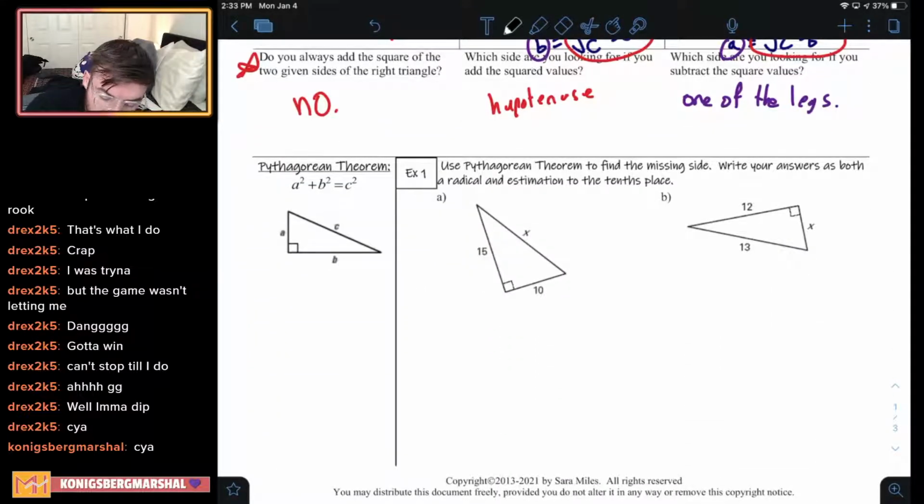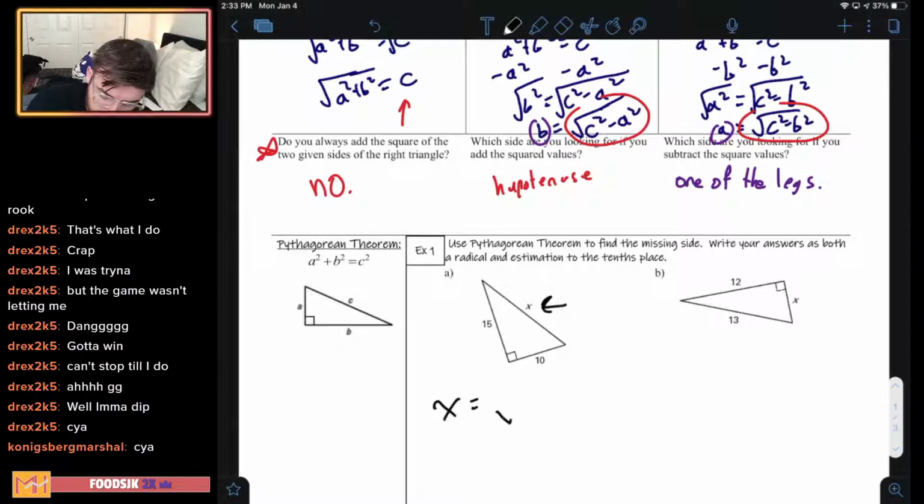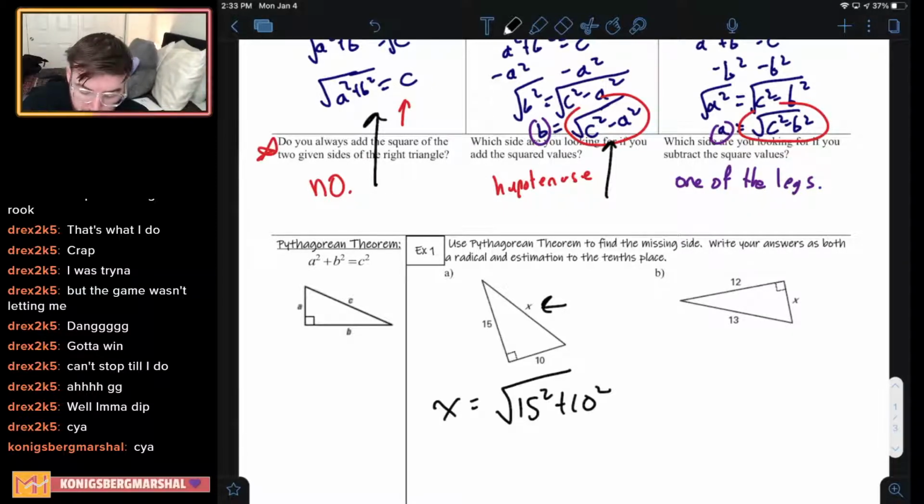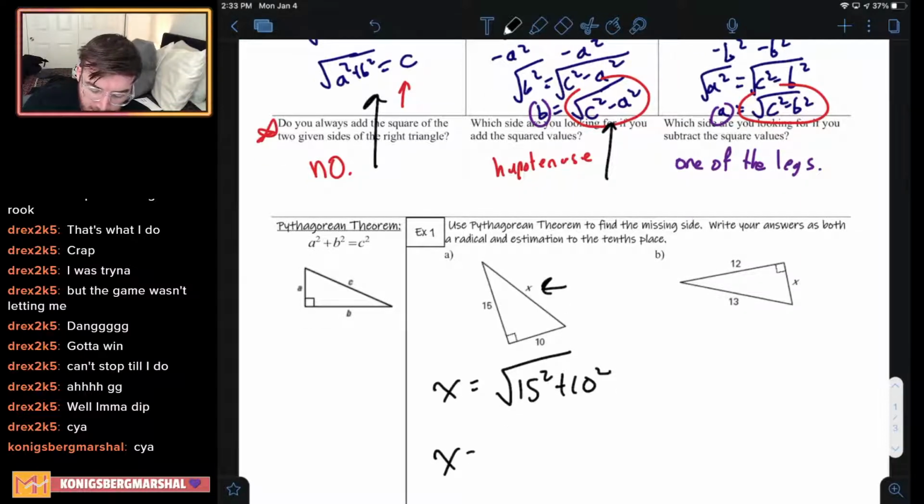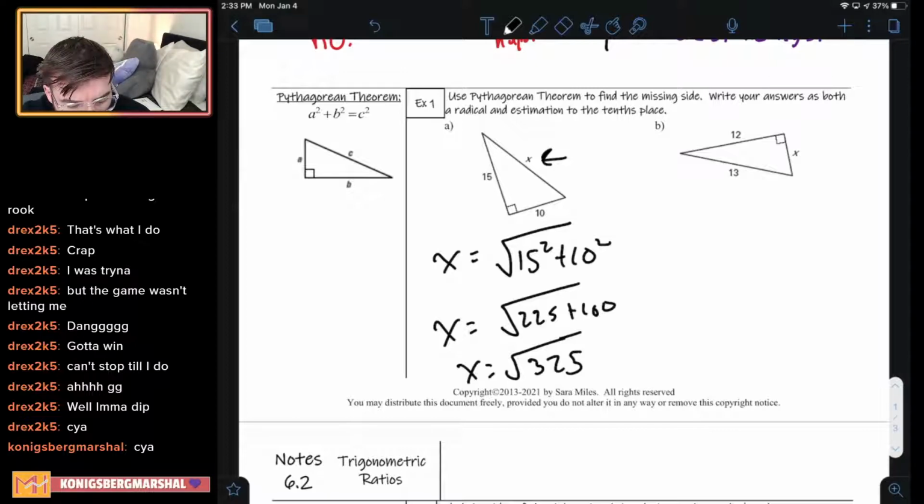So let's real quickly solve these two. What are we looking for? We're looking for a hypotenuse, so we're going to add the squared values. So the square root of 15 squared plus 10 squared. I'm just jumping straight to that very last line, not doing work beforehand. 15 squared is 225 and 10 squared is 100. We end up with the square root of 325. If you plug that into a calculator, the square root of 325 is 18.02. Although it says tenths place, so really just 18.0.